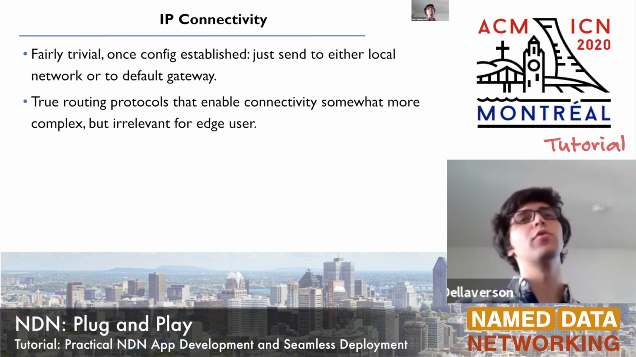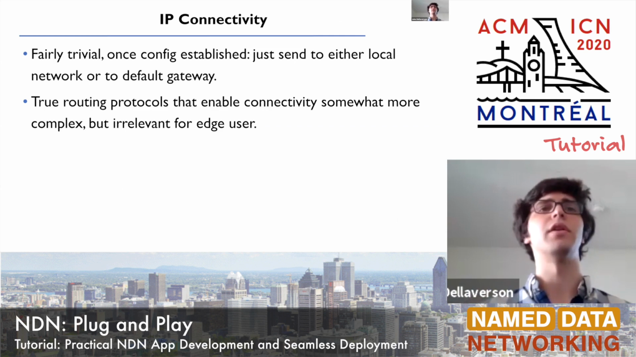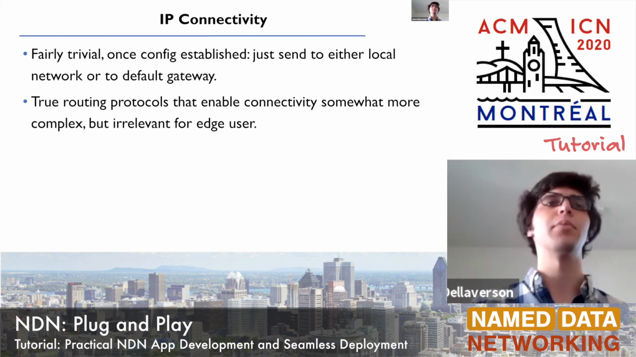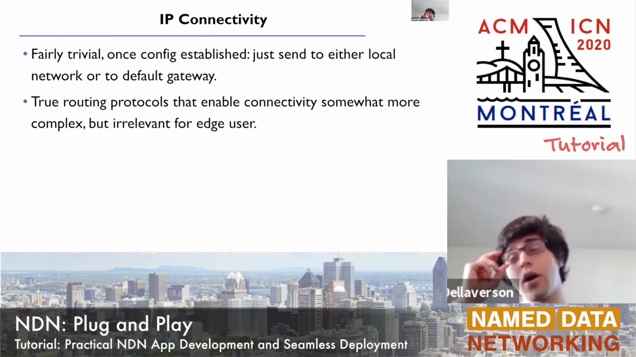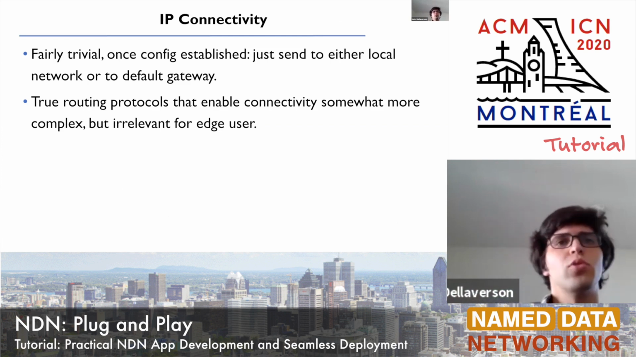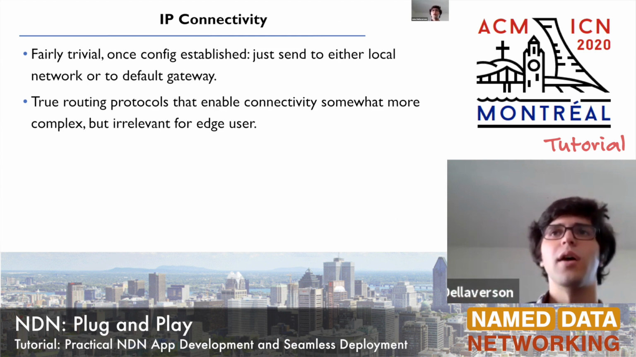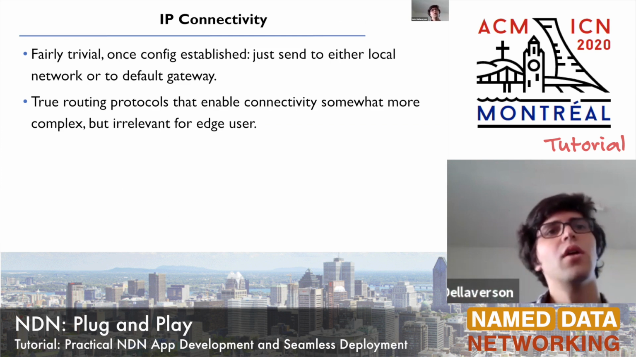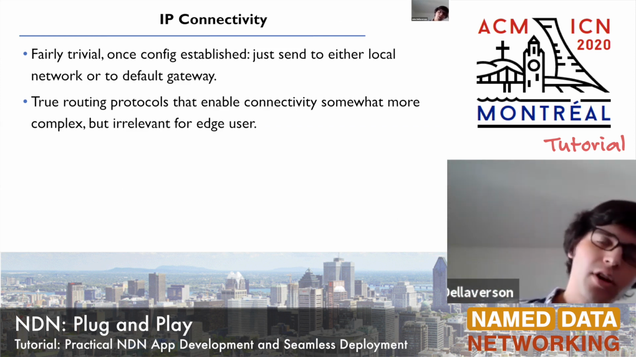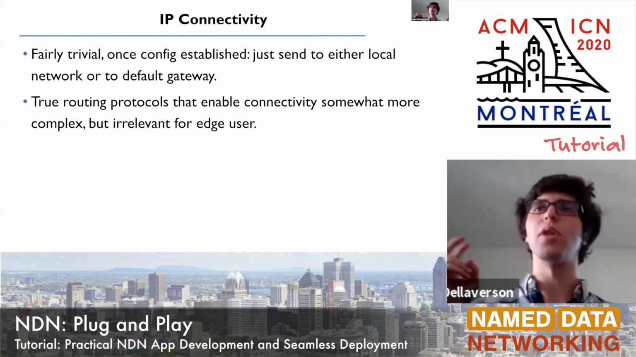Now we can move on to the second stage of what we were talking about in plug and play, the play part, connectivity. For IP, this is actually pretty trivial once configuration has been established. You either send it to the local network, if it's on the local network, or you send it to the default gateway. Because IP assumes that routing protocols are being run by the network, this is masked from the end user. The true end-to-end, how everything gets from one end to the other, is a little bit more complex, but it's irrelevant for the edge user or someone who's interested in the plug and play aspect.